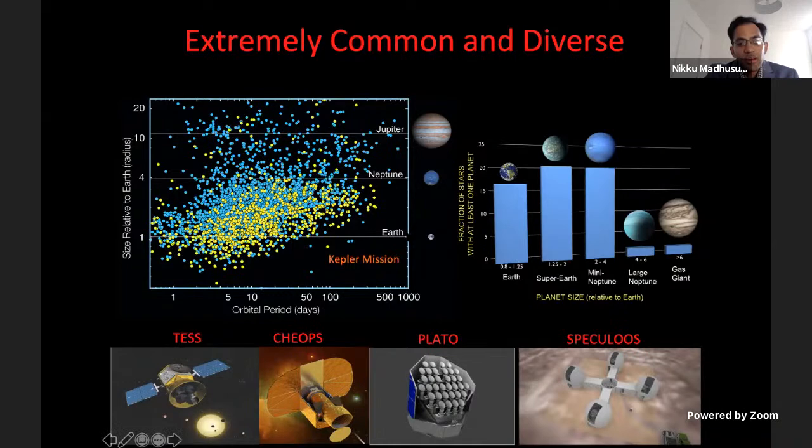So you can see here on the y-axis is the size relative to Earth, and the x-axis is the orbital period. And you'll see these horizontal lines for Earth, Neptune, and Jupiter. So this is where we expect ice giants to be, Uranus and Neptune around 4 Earth radii, and Saturn and Jupiter around 10 Earth radii. And already you can see that the planets between Earth and Neptune size dominate the exoplanet population.